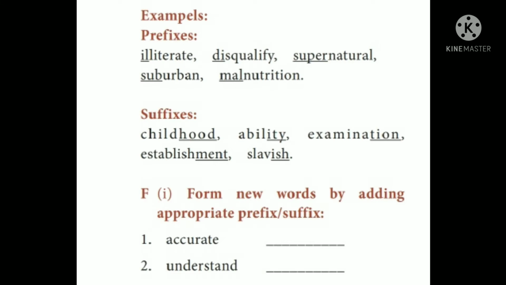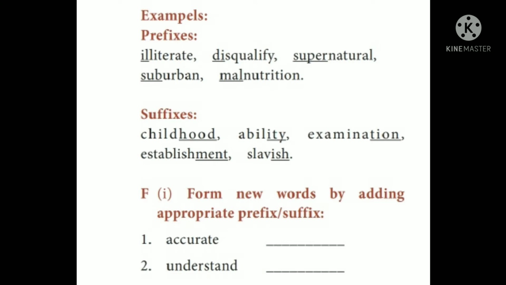Next one is establishment. Establish is the main word or root word or base word. So, ment is the suffix added to that. Next one is slavish. Slave is the root word and ish is the suffix. And in the next exercise, the instruction is: form new words by adding appropriate prefix or suffix. So once again, prefix means the word which you add in front of the root word and suffix is the word which we add at the end of the root word.